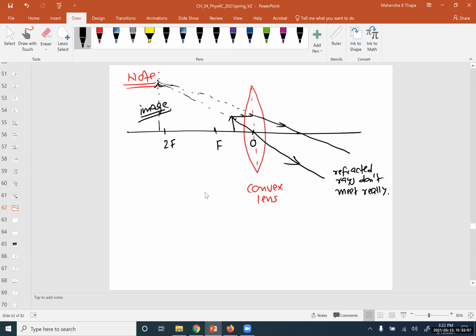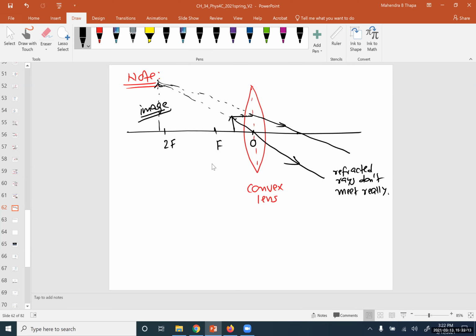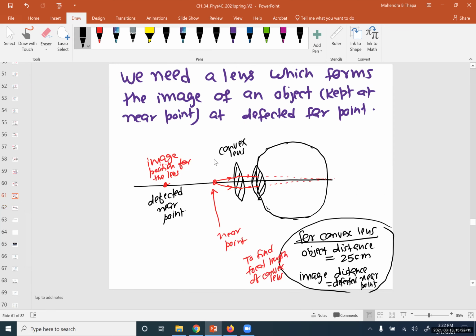We use this concept for the case of our eye. You have seen that the same thing could happen for this lens. This is your object, so you should form a virtual image at this location. This location should be exactly at the defected near point for our eye lens.